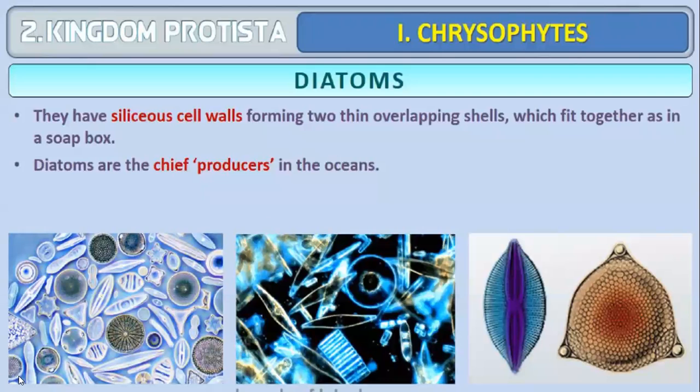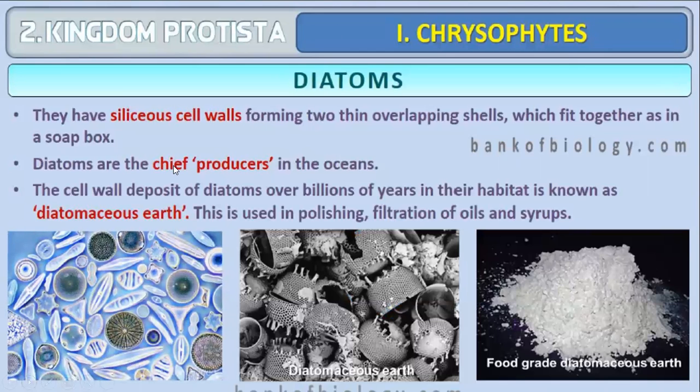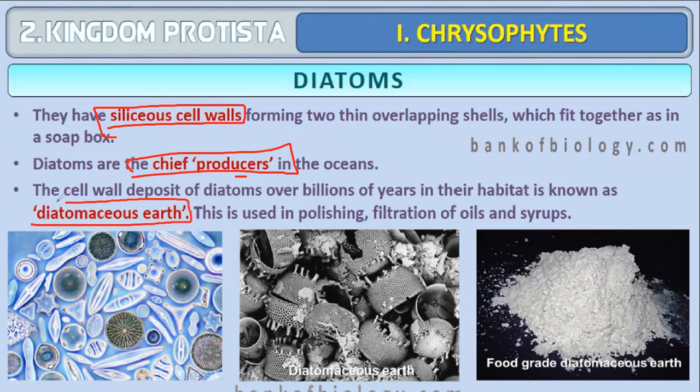Diatomaceous earth. Let's check whether it is in the next slide. Yes. This we have discussed already. They have a silica cell wall and are the chief producers in the ocean. The cell wall deposit of diatoms is known as diatomaceous earth. When these diatoms die, their cell wall, this red color that I'm showing you in the diagram, contains silica. This silica gets deposited in the ocean, and at last you get a powdered form, that is diatomaceous earth.